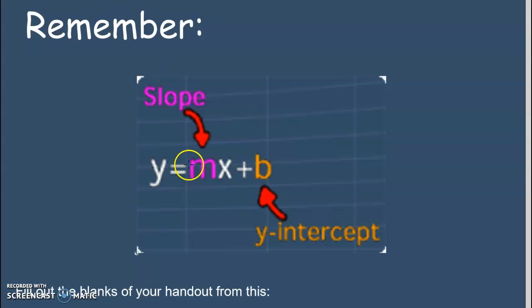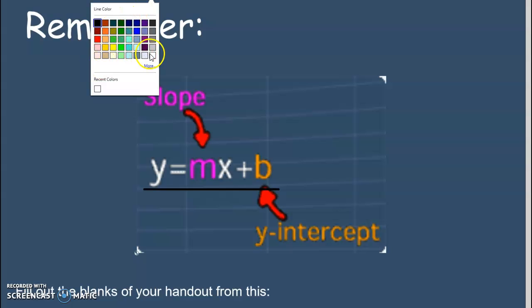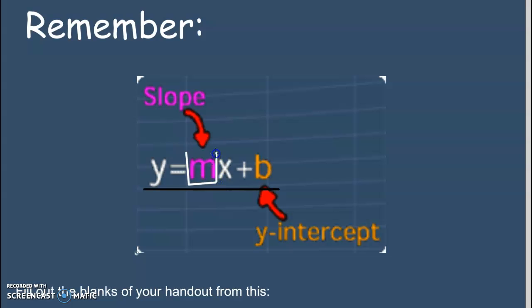So remember that slope-intercept form is y equals mx plus b. The m represents the slope and the b represents the y-intercept. Please pause the video here to catch up on those notes.